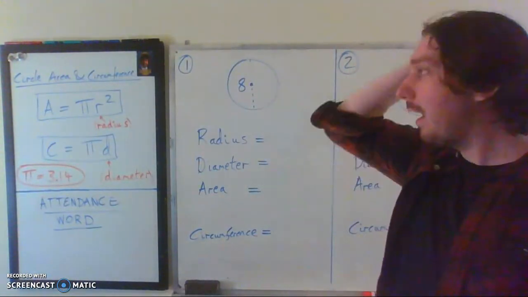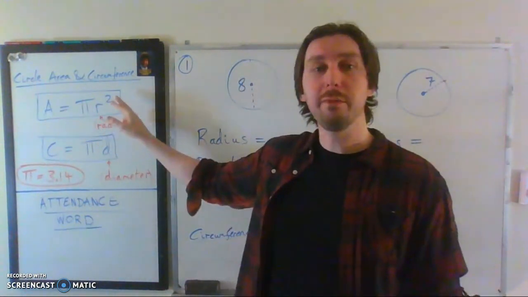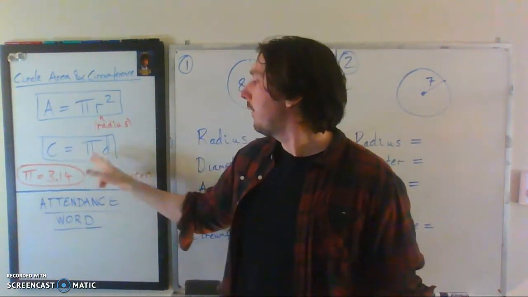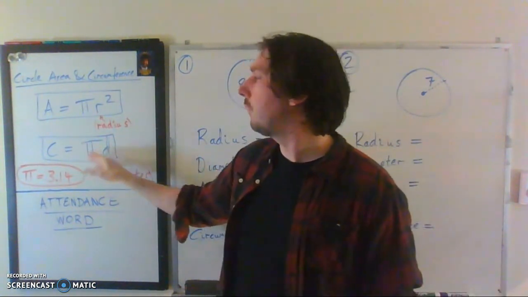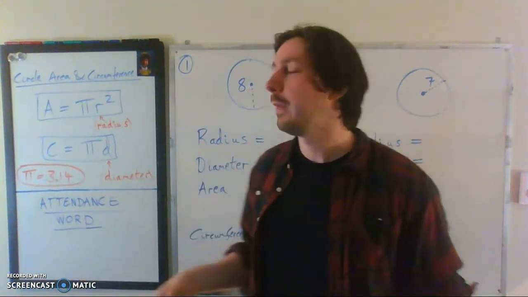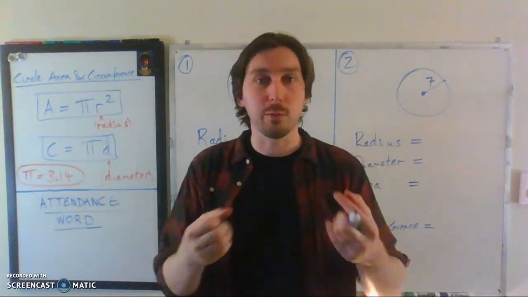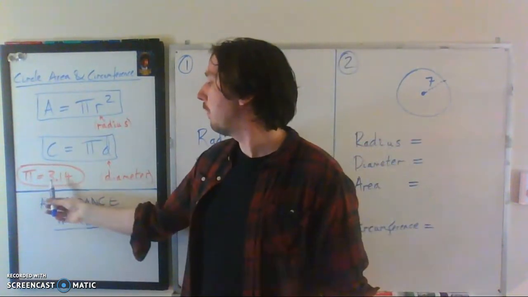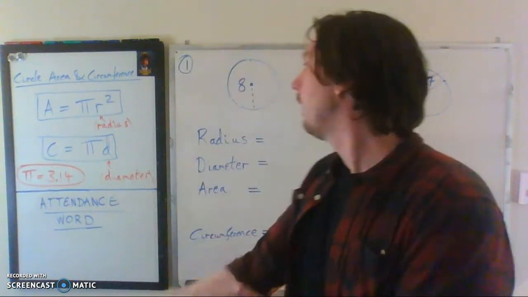Now, for area, we have the formula pi r squared, where r is the radius, and for circumference, it's pi times d, where d is the diameter. You might have seen this equation as pi 2r, because the diameter is twice the radius. You can use that if you want. For pi itself, you can use whatever is on your calculator, or you can use 3.14, or 3.142, or whatever you prefer.